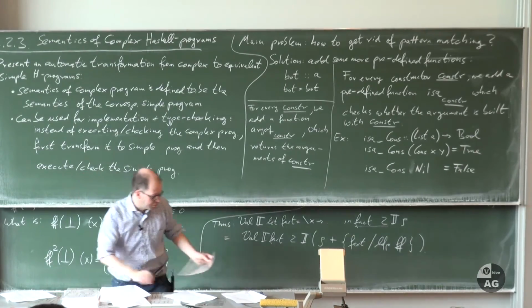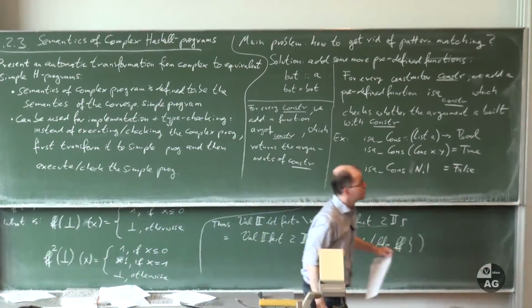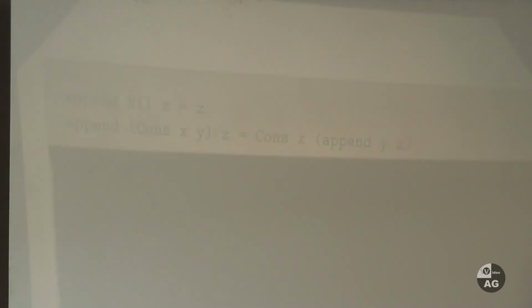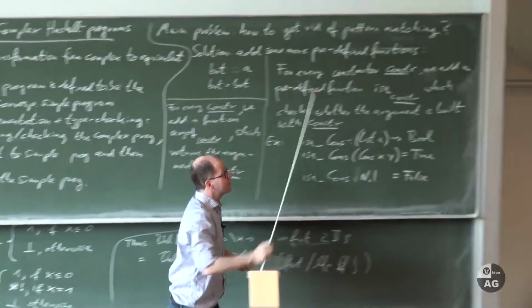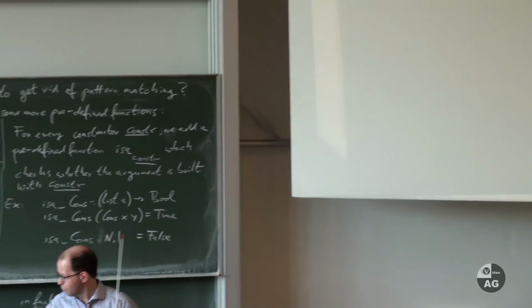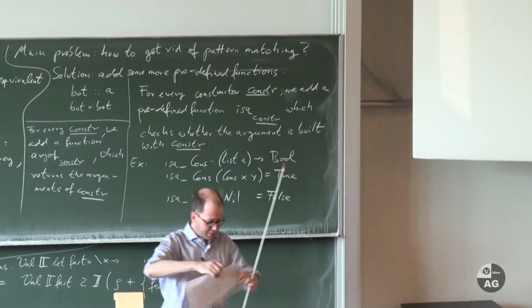Just to give you an idea how this looks like, suppose that we start with a complex program like this. So this is the append program, which you have hopefully seen before. And you can see this append program works on lists. It takes two lists and concatenates them. And of course, it uses pattern matching. And we will see in the next lecture how to transform such a program into a simple Haskell program. And the simple Haskell program will look a little bit more complicated than that, but not too much.